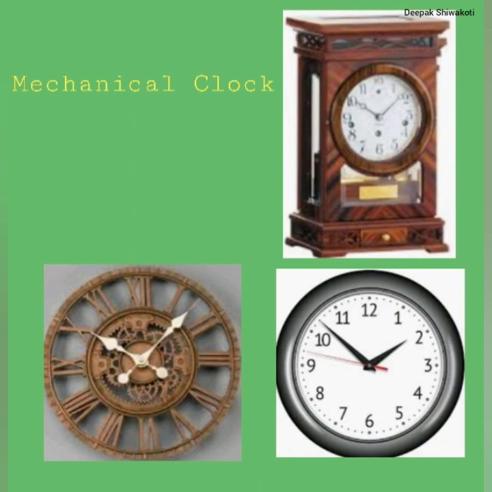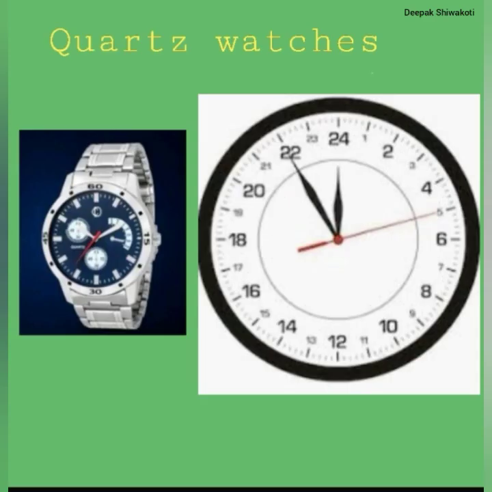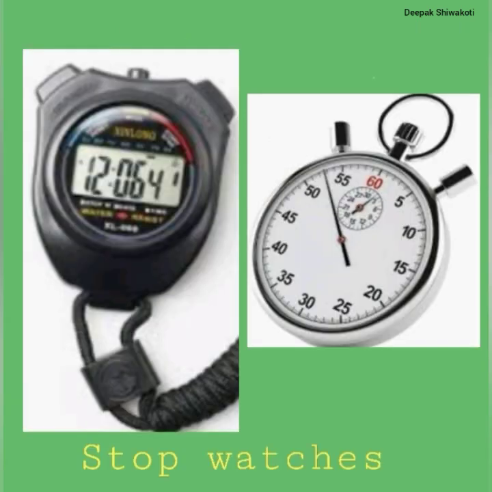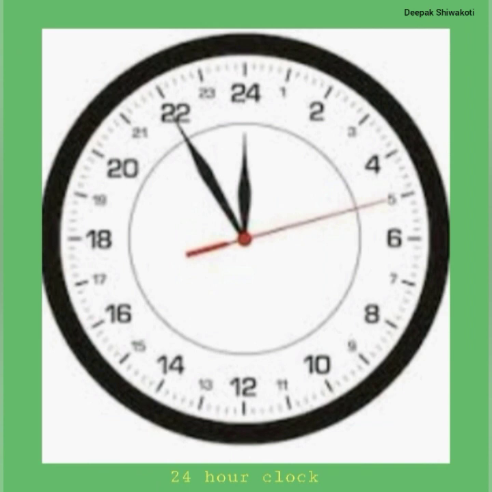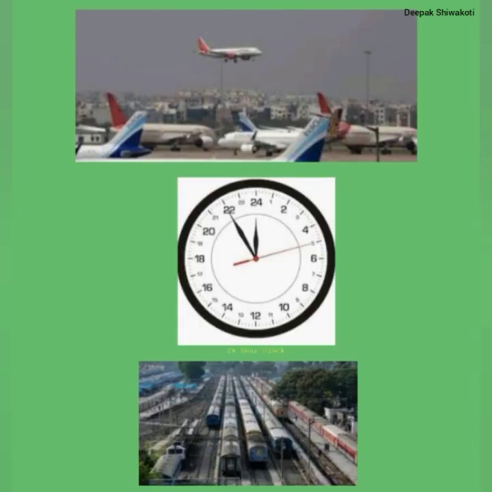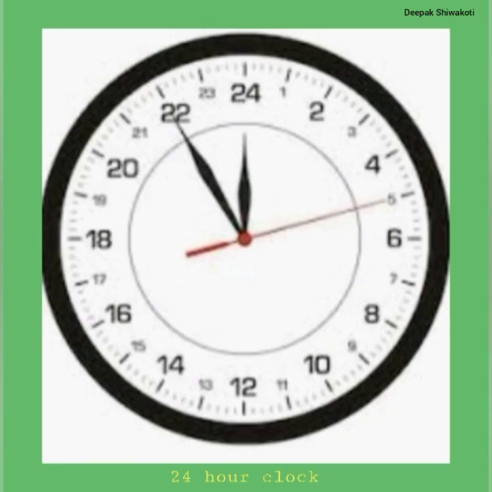In today's world, we have mechanical as well as quartz watches to measure time. Stopwatches are also used to measure time between two events. Now let us understand 24-hour clock. 24-hour clock is used in railways and airways. It consists of 24 divisions. There are 3 hands. A long hand is used to measure seconds, a shorter one is used to measure minutes, and the shortest hand among these 3 hands is used to measure hours.